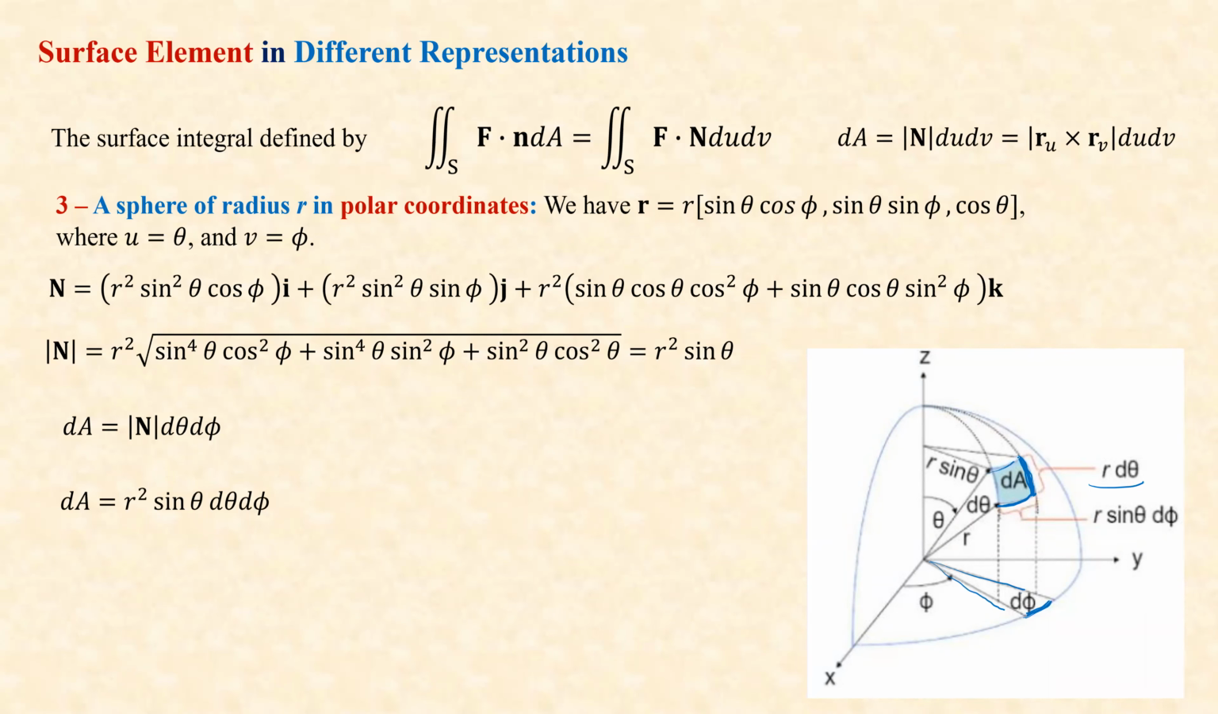which is not exactly r times d phi, because here you're moving over this circle, and you're moving according to the radius of this circle, which is r sine theta. So this side becomes r sine theta d phi, this side becomes r d theta, and then if you multiply the two together, we get r squared sine theta d theta d phi, which is what we have here. Right? So this is the area element that we expect to get, r squared sine theta d theta d phi. Any questions?